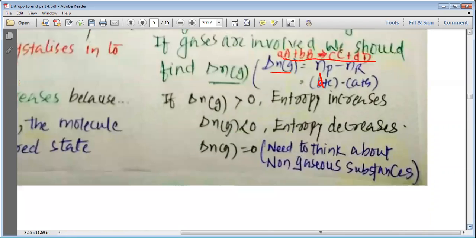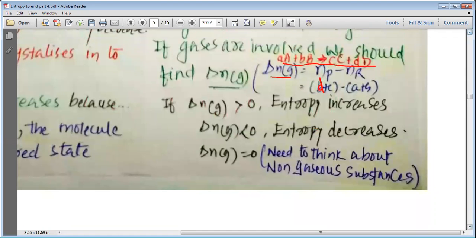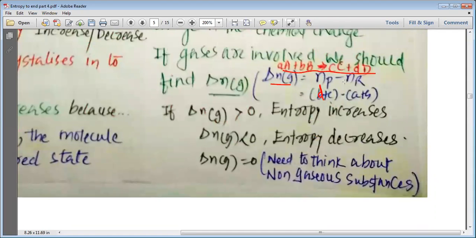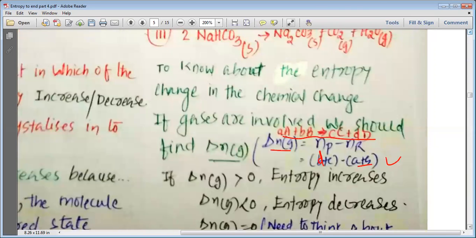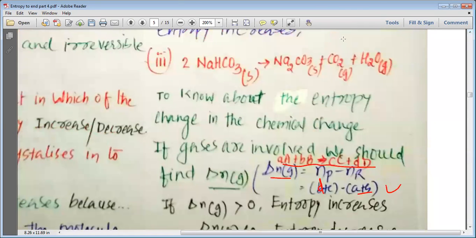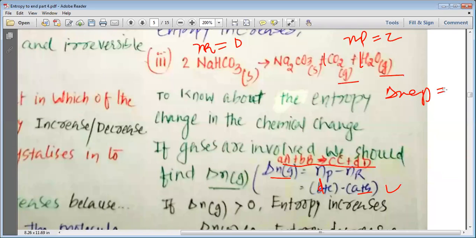You just need to calculate the delta N gas for the chemical reactions. So Np is equal to c plus d and Nr is equal to a plus b, my dear students, and ultimately by doing that you get delta N gas. Here in this particular case, Np is equal to 2 because you have 2 moles of gas, 1 mole of CO2 and 1 mole of H2O, but here Nr is equal to 0 because there are no gaseous moles available, and that is why delta N gas here is actually 2. That is Np minus Nr, that is 2 minus 0.